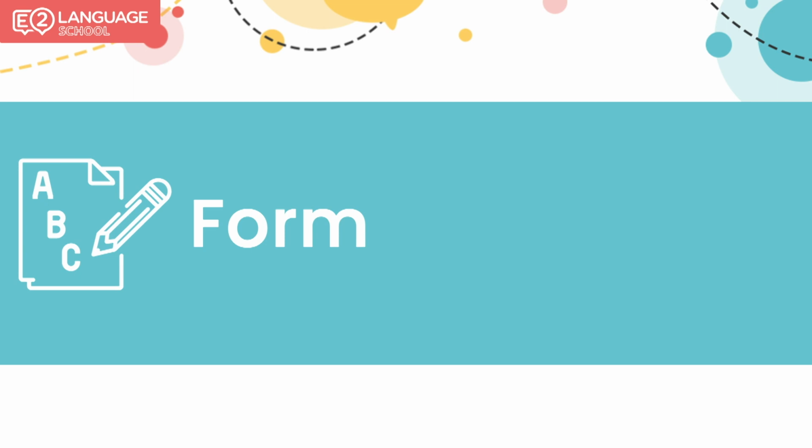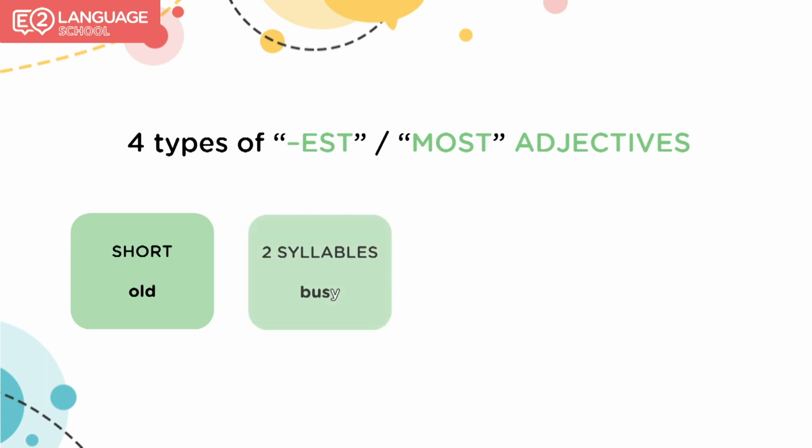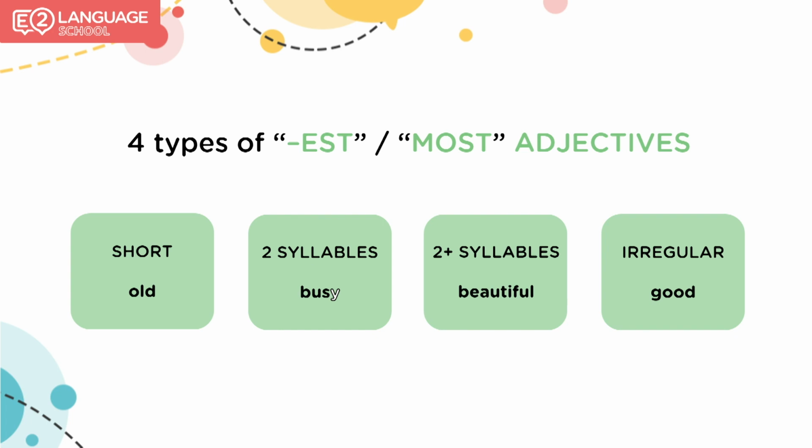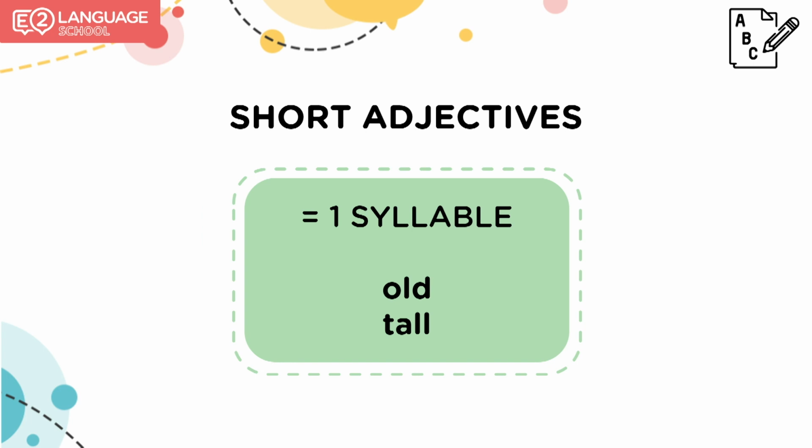Okay, now we're going to move on to form. There are 4 different forms of est and most adjectives. We have the short form, which is 1 syllable. Then we have 2 syllables that ends in y. 2 or more syllables is the next form. And lastly, we have the irregular form. If you've watched our video on comparative adjectives, ER and more adjectives, you'll notice that these categories, these forms, are the same. Okay, so let's begin with form number 1, for short adjectives.